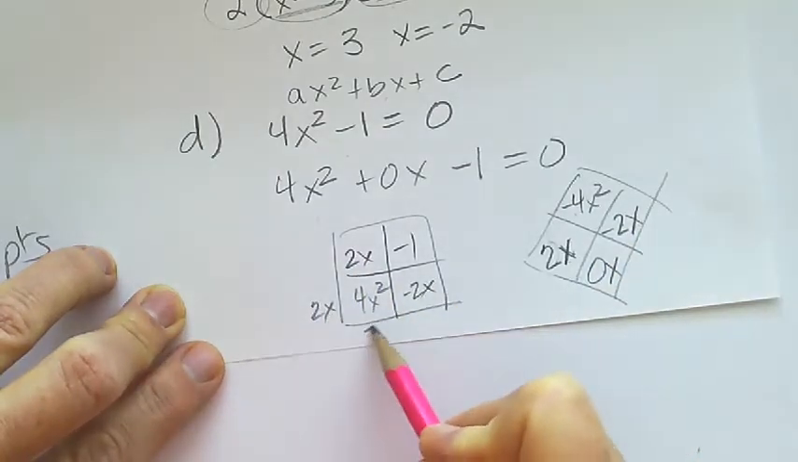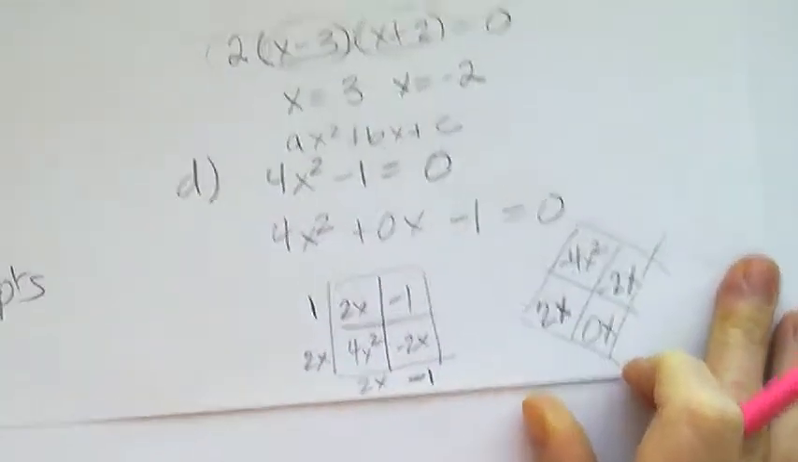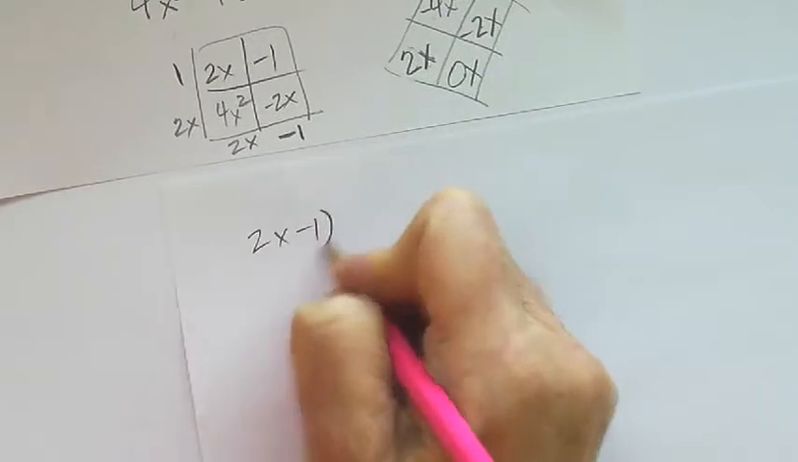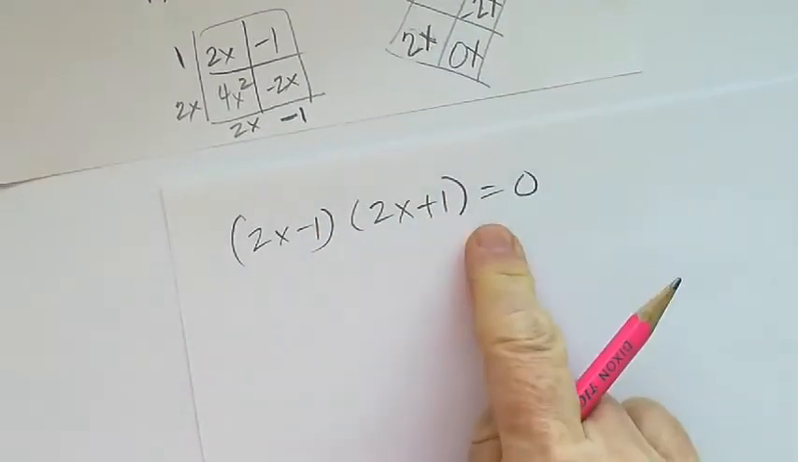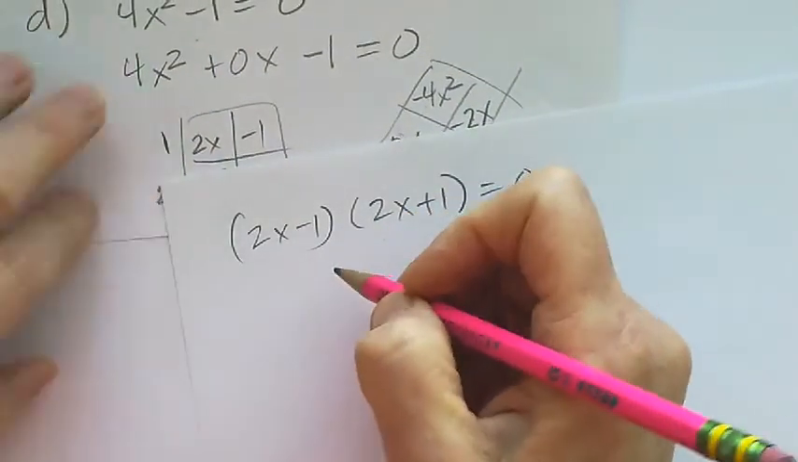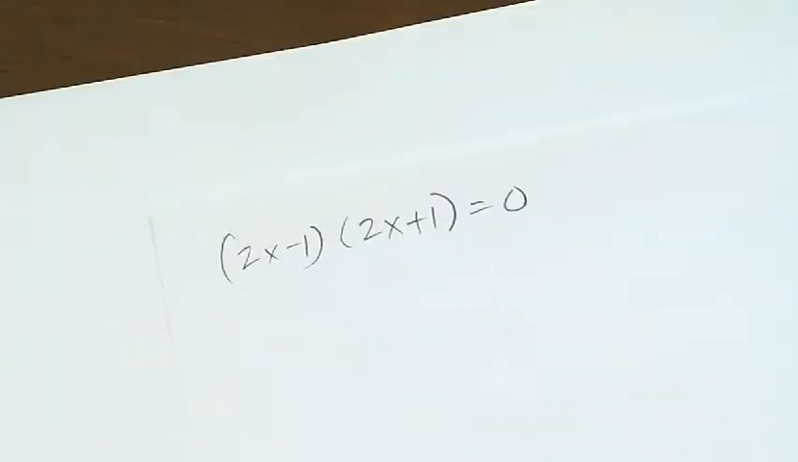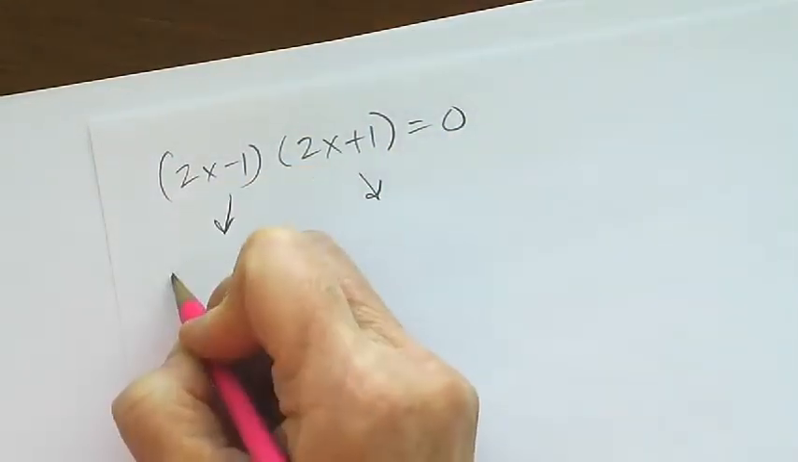So that's going to give me 2x here, 2x here. This is going to be negative 1. This is going to be positive 1. So then this factors into 2x minus 1 times 2x plus 1. And now we can solve for x. So these are almost the same. By the way, there's 3 ways we could approach this. I wasn't thinking about the third way right off the bat.